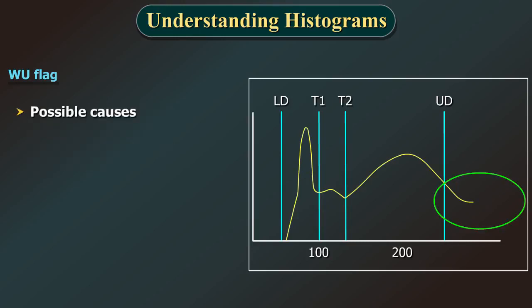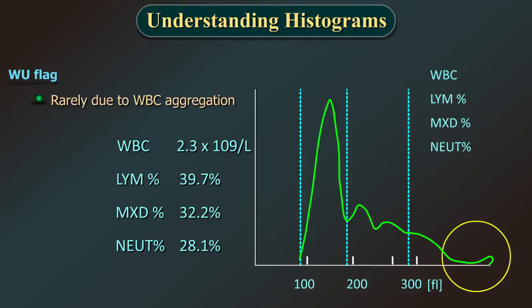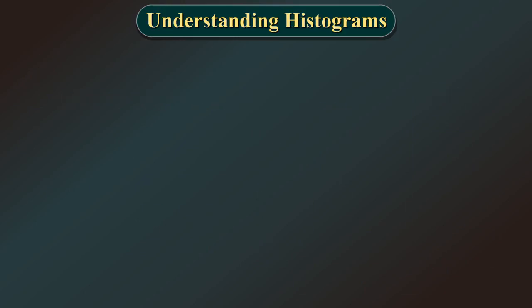WU flag indicates abnormal upper discriminator, that is, the curve not touching the baseline at upper range. The possible causes are extreme leukocytosis, that is more than 100 x 10^3 per microliter, where the linearity is exceeded and the histogram curve does not touch the baseline. WU may be seen rarely due to WBC aggregation.